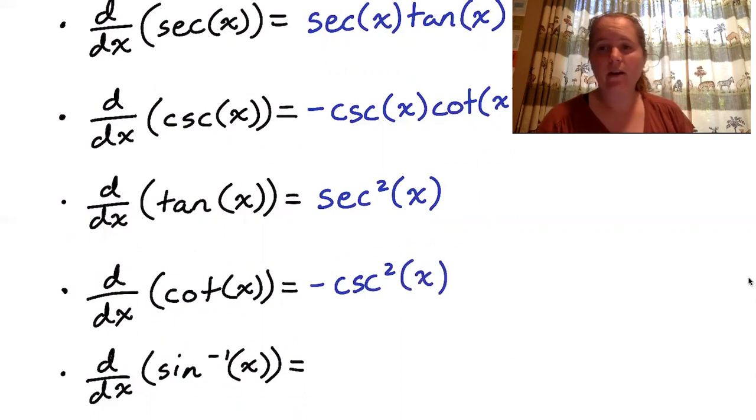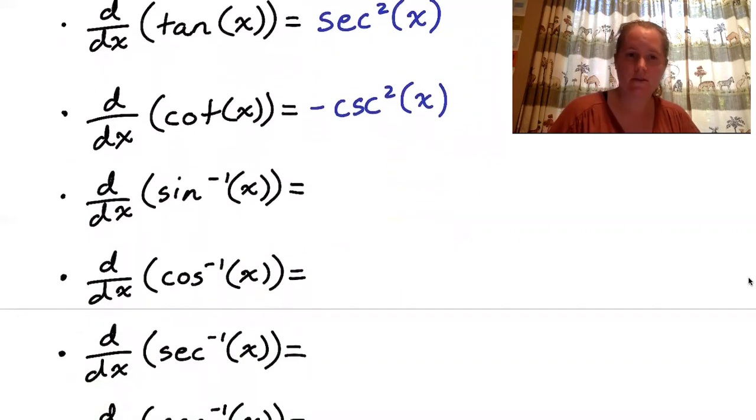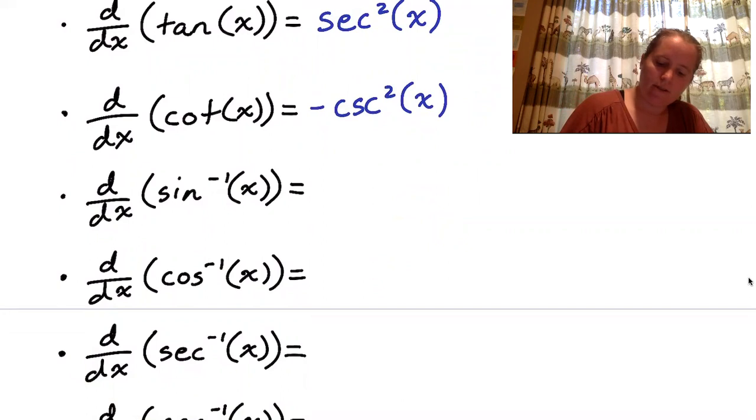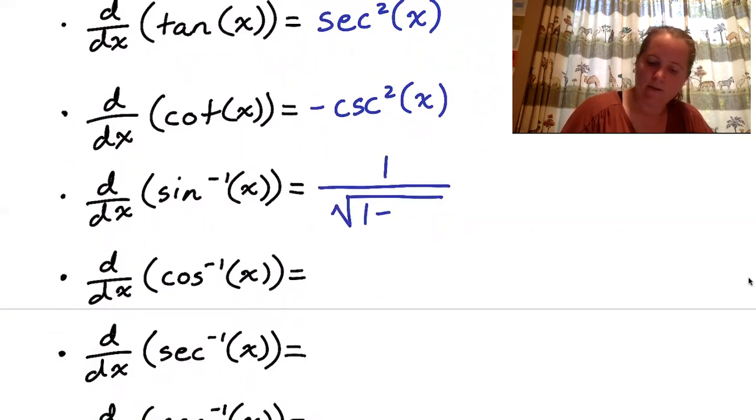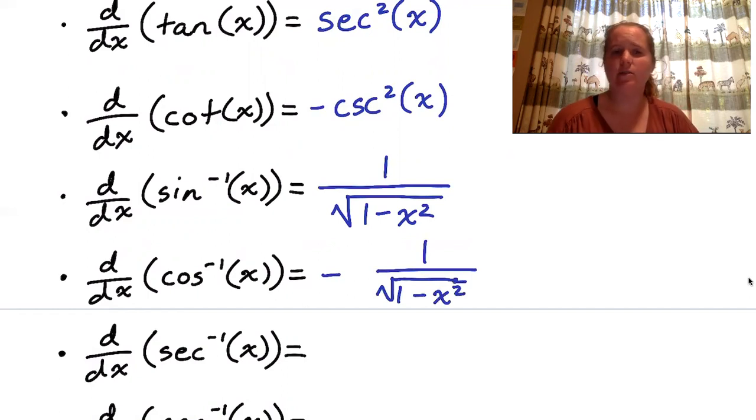And then finally, we have our inverse trig functions, which again, we saw now that we can take the derivative of inverse functions. The derivative of sine inverse x was 1 over the square root of 1 minus x squared. The derivative of cosine inverse was negative 1 over the square root of 1 minus x squared. Again, these are just on the domains of our inverse trig functions.